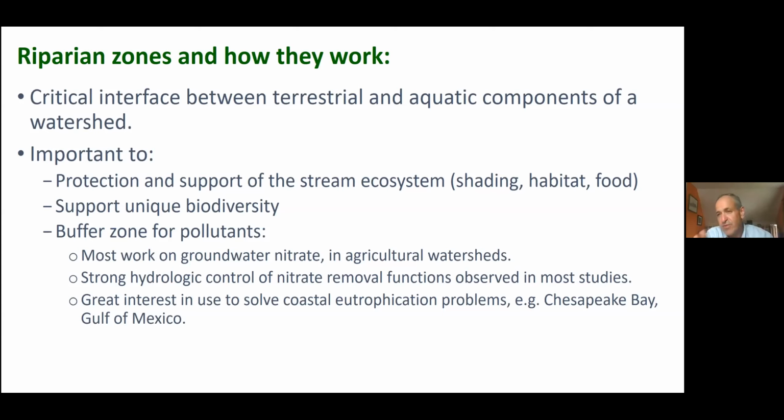Humans are doing a variety of things in the uplands that cause pollutants to move towards the streams, and riparian zones, because of their unique position, represent this critical interface. There's been a lot of work on buffer zones for pollutants, in particular work on nitrate, which moves in groundwater in agricultural watersheds, and I'll just describe that a bit. There's been a lot of work on hydrologic control of nitrate. Indeed, buffer zones for pollutants are really an important tool in many parts of the world at very large scales, if we're trying to solve coastal eutrophication problems in places like the Chesapeake Bay or the Gulf of Mexico. Buffer zones are an important component of that.